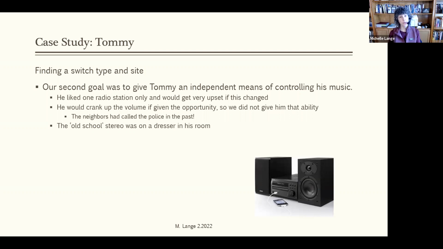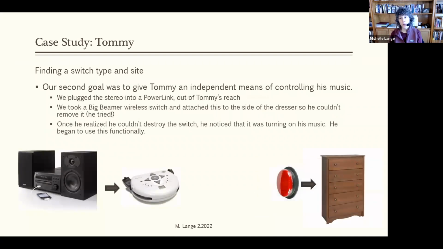So we decided we did not need to give him the choice of changing music, like changing an album or changing a song, and we didn't want him to have volume control. We chose an appropriate volume level. So he had a rather old school stereo that was sitting on a dresser in his room. So what we did at the time, since this was an older style radio, is we plugged this into a power link. The power link was out of Tommy's reach. We didn't want him throwing it, unplugging it, etc.